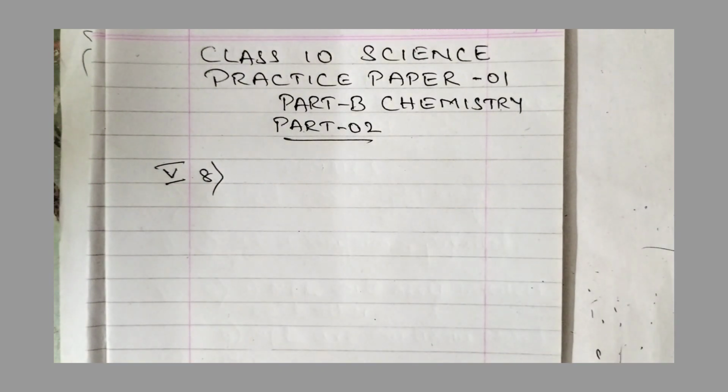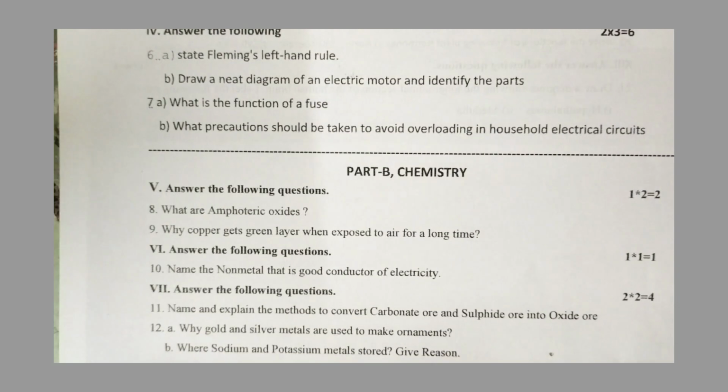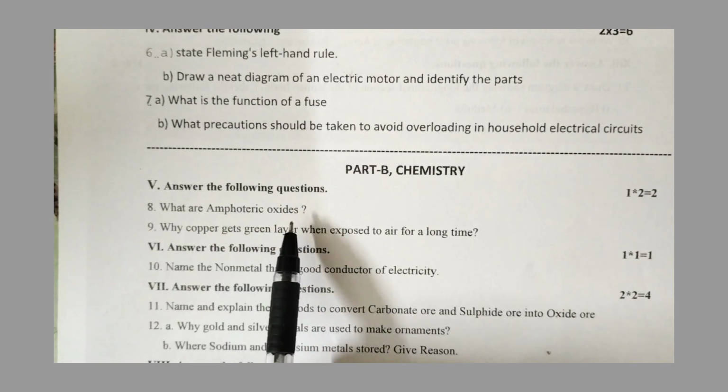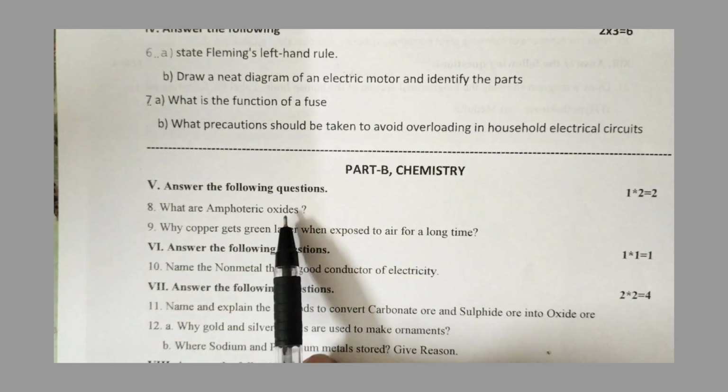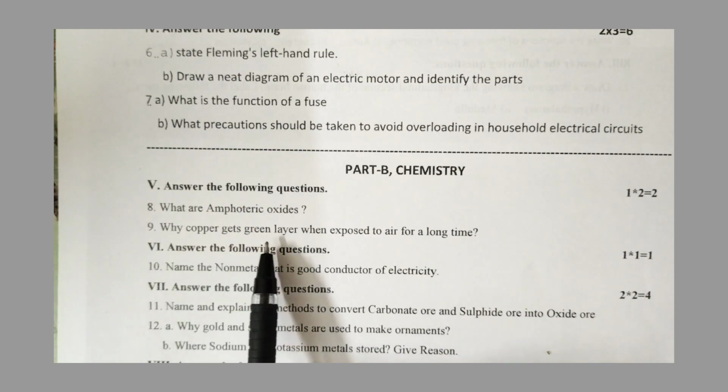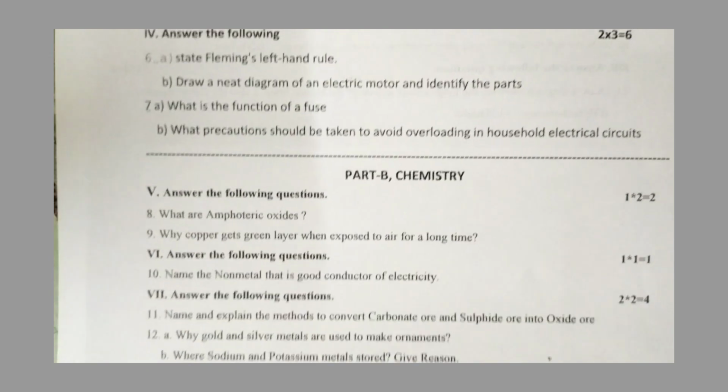In the previous video, that is in part number 1, we have answered all the questions related to physics. Now let us answer all the questions related to part B, that is chemistry. The first question starts from 8th question. What are amphoteric oxides? This is a 1 mark question. And why does copper get a green layer when exposed to air for a long time? This is the second question.